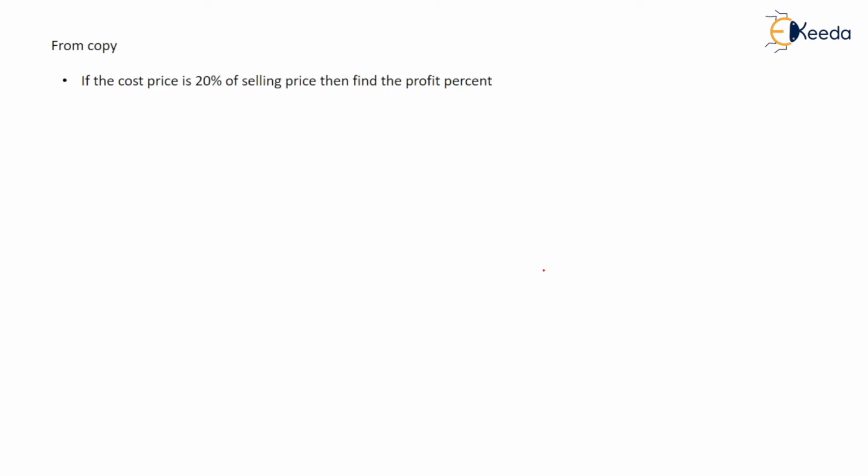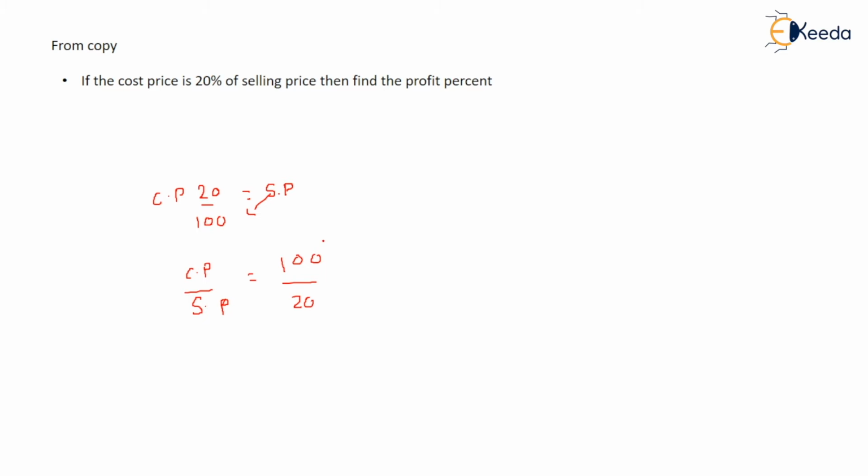If the cost price is 20% of the selling price, then find the profit percentage. Okay, very simple again. Cost price is 20% of selling price. This they told you. So you can find out now. CP upon SP, you can take this SP down, equal to 100 by 20. Okay, 100 by 20. This 100 will go up and this will go down.